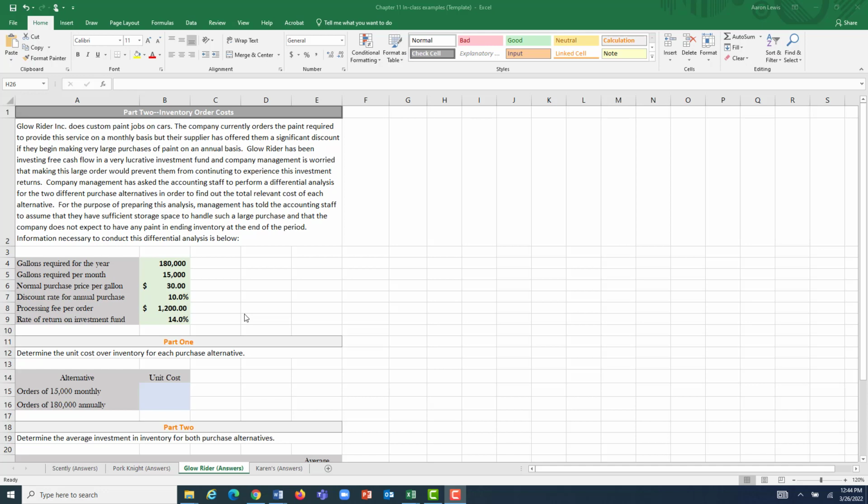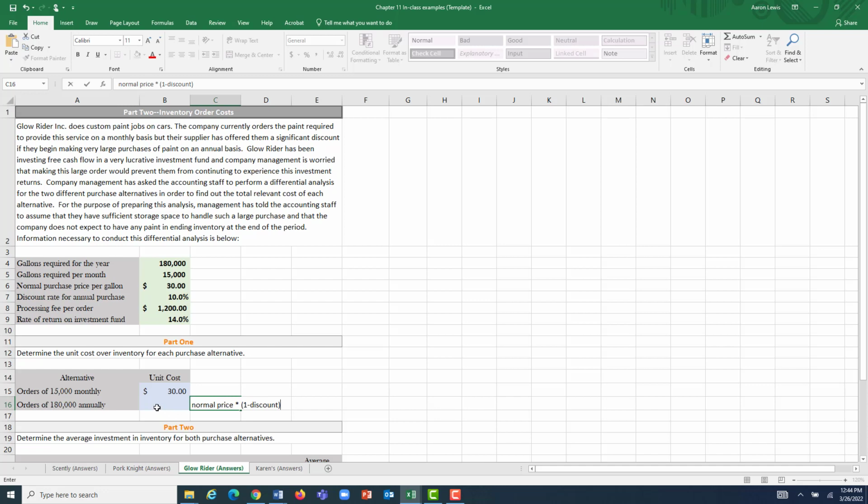So we can start right there to figure out our unit cost. If we order monthly, we've got to continue to pay the normal purchase price per gallon, and the normal purchase price per gallon is $30. But if we order annually, we get 10% off. So we can just take our normal price and multiply it by 1 minus our discount rate.